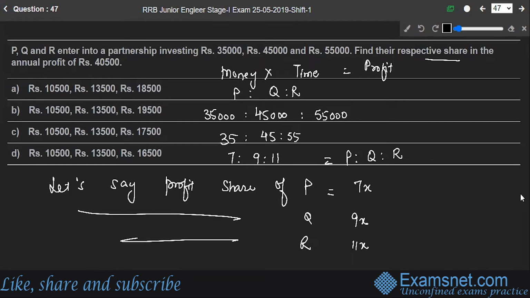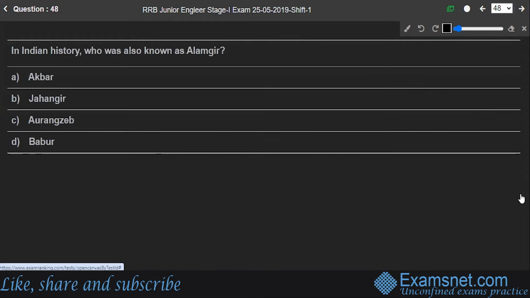Let's check with the options. You have this one, D. This is the right answer to the question. Hope you understood that. Next is question number 48 in Indian history. Who was also known as Alamgir? Akbar, Jahangir, Aurangzeb, or Babur? The right answer to the question, it's Aurangzeb.